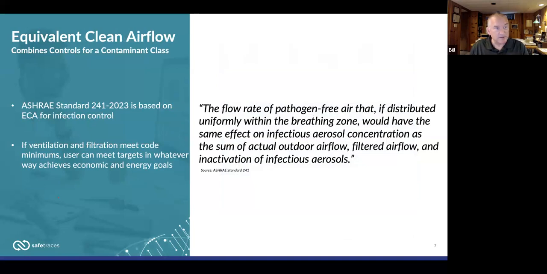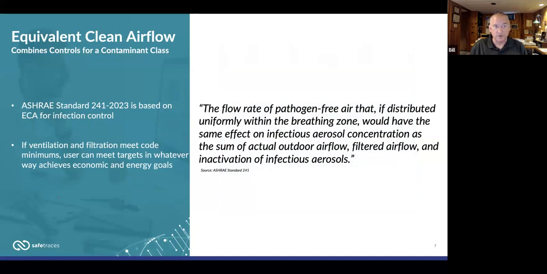So what is equivalent clean airflow? Here's the definition right out of the standard itself. The flow rate of pathogen-free air that, if distributed uniformly within the breathing zone, would have the same effect on infectious aerosol concentration as the sum of actual outdoor airflow, filtered airflow, and inactivation of infectious aerosols.